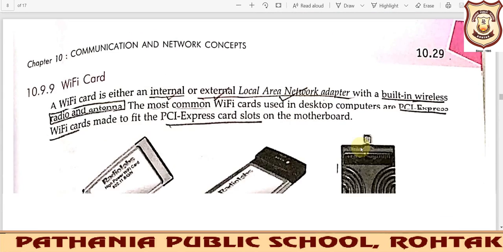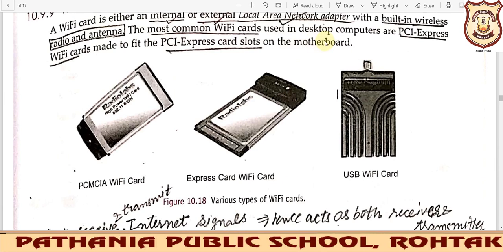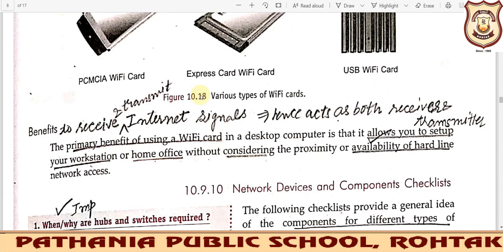Next is your Wi-Fi card. A Wi-Fi card is basically required to get yourself connected with the internet. If you want your computer to connect with the internet, you must have a Wi-Fi card, and it can be external or internal. For desktop computers, PCI Express cards are the Wi-Fi cards that are used. I told you the benefit of using a Wi-Fi card: it can receive and transmit internet signals, so it acts as both receiver and transmitter.